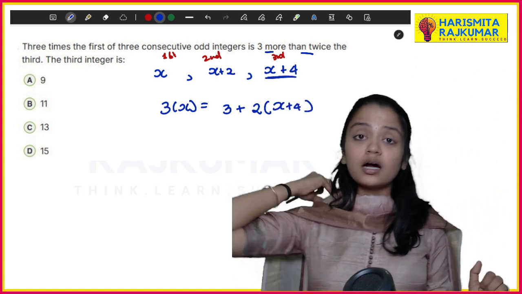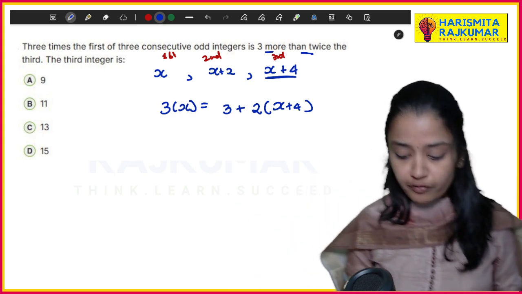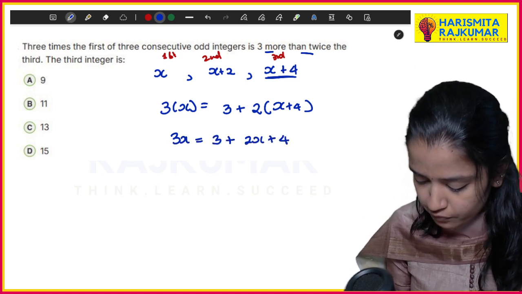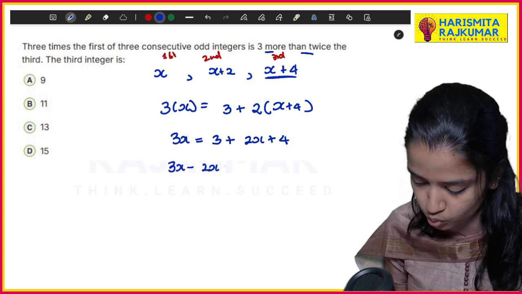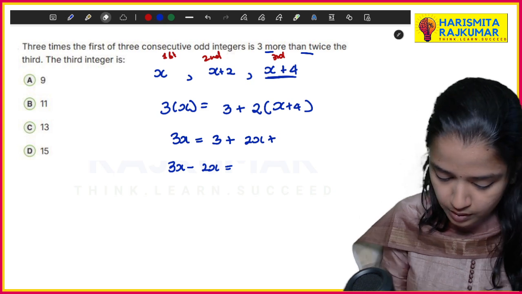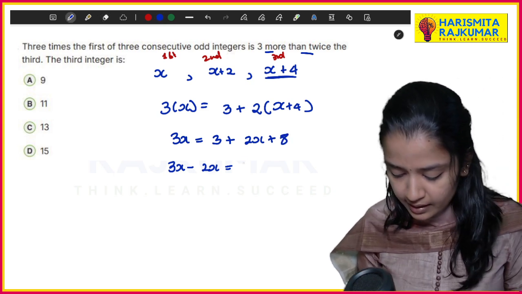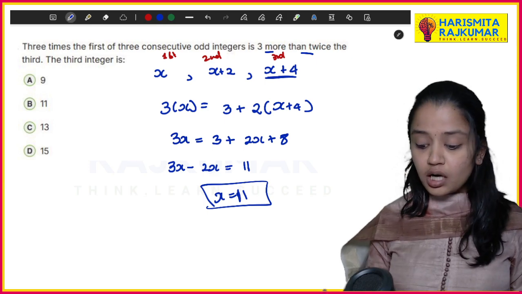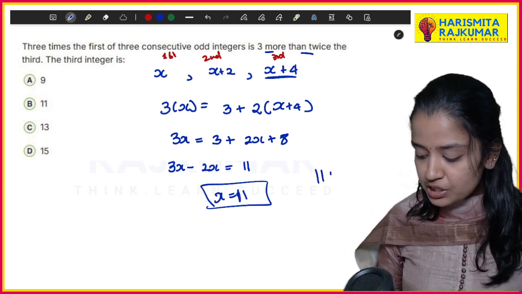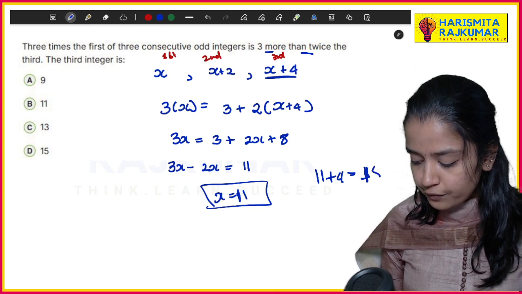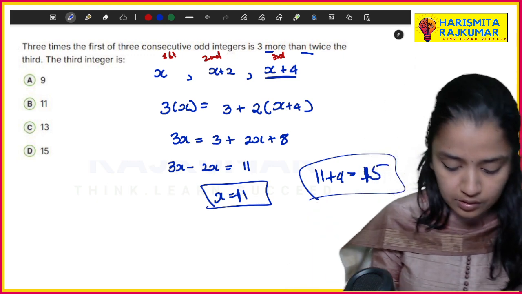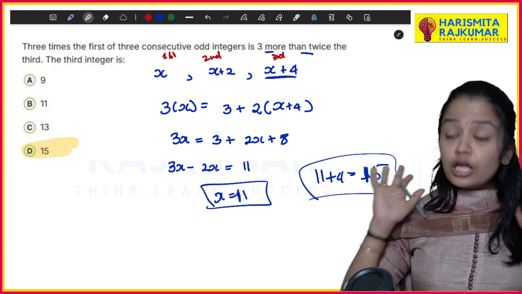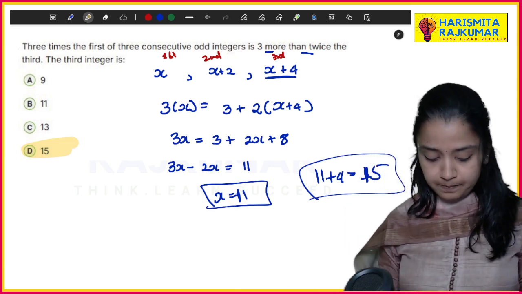So now what is the third number? For that, if you find x, you'll be able to find it. So this will be 3x is equal to 3 plus 2 into x plus 4, which is 2x plus 8 plus 3. So this will be 3x minus 2x, which is 11. So your x will be 11. Okay, so x is 11. What is your third number? x plus 4, which is 11 plus 4, which is 15. So that is your right answer. So your answer for this one is 15.